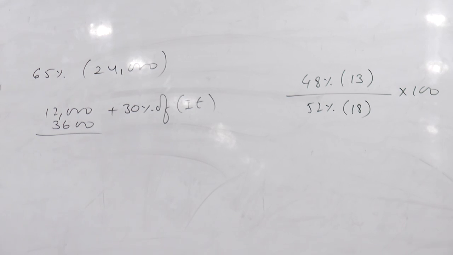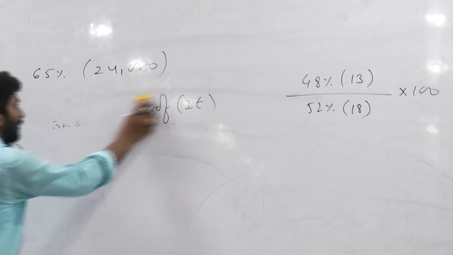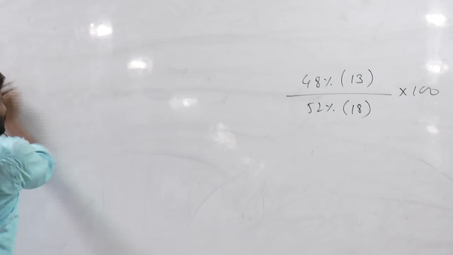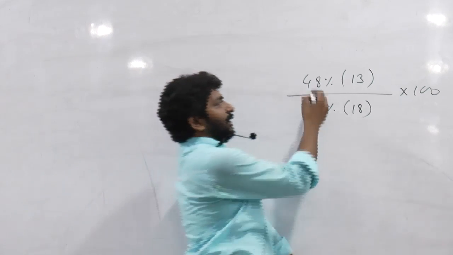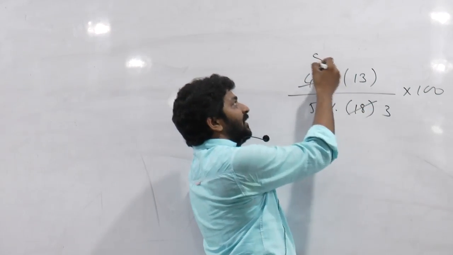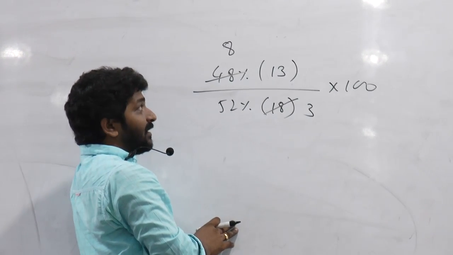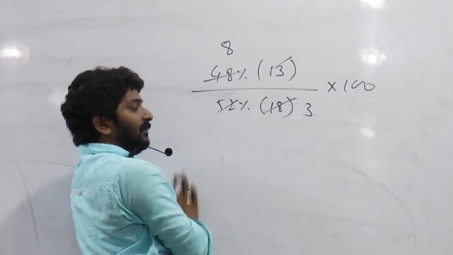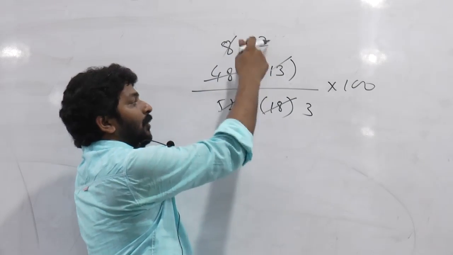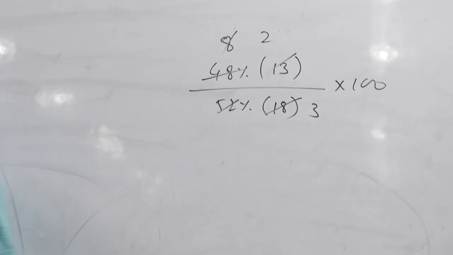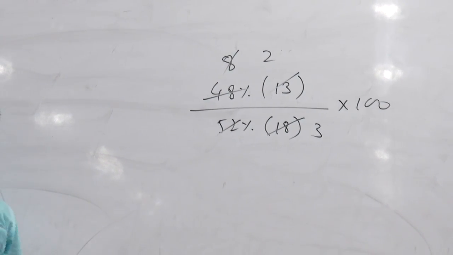Don't convert into numbers. You can do that. Right. 6, 3 times, 8 times. Yes or no? 13, 4, 2 by 3, 2 by 3, 66 2 by 3%.